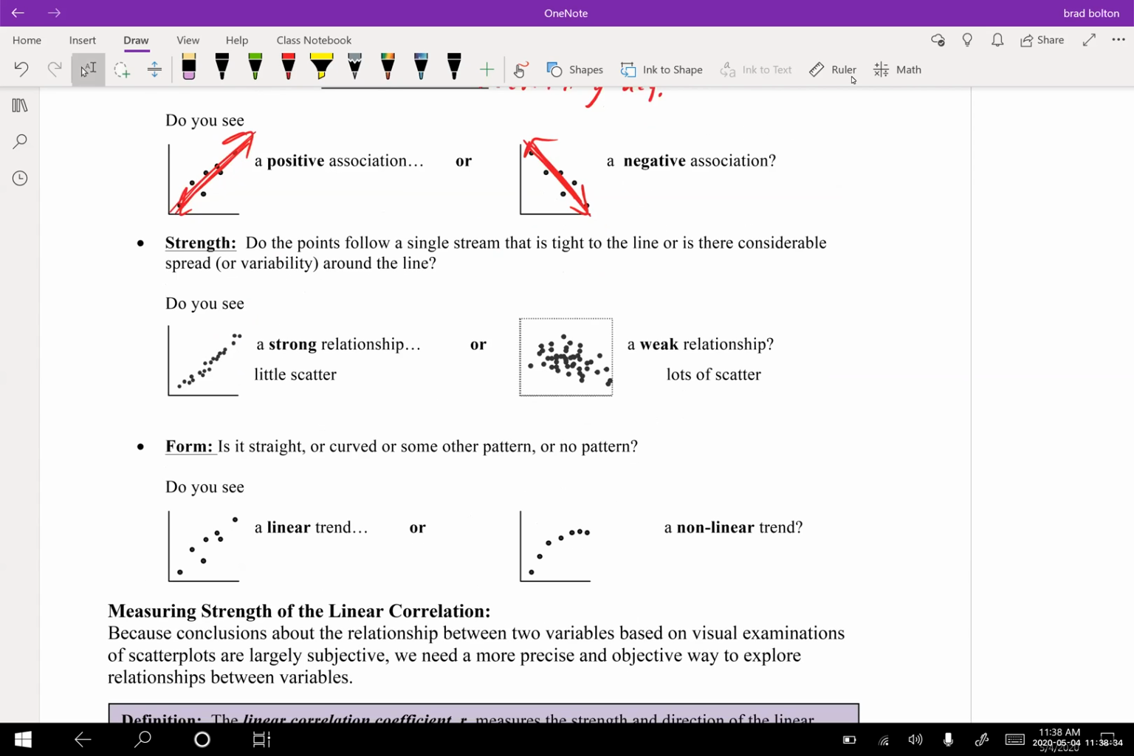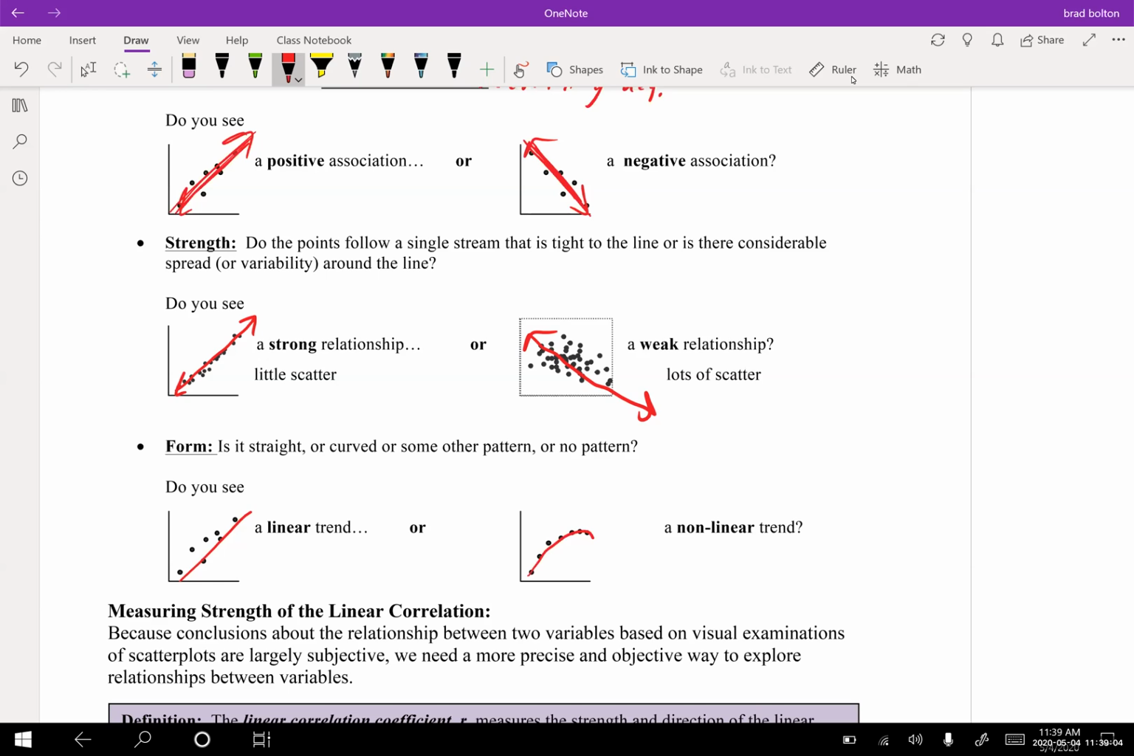Now this is what we were kind of talking about earlier. Do the points follow a single stream that is tight to the line, or is there considerable spread or variability around the line? So this one looks like a very strong linear relationship, right? Now this one, you might also be able to draw a linear relationship through there, but it looks a little bit weaker, okay?